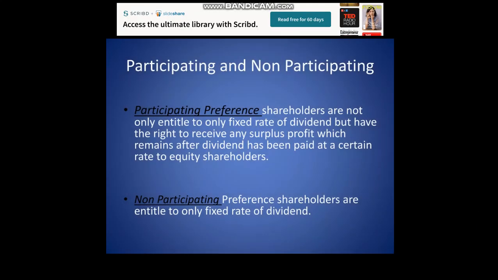Participating and non-participating. Participating preference shareholders are not only entitled to a fixed rate of dividend but also have the right to receive any surplus profit which remains after dividend has been paid at a certain rate to equity shareholders. Non-participating preference shareholders are entitled to only a fixed rate of dividend.